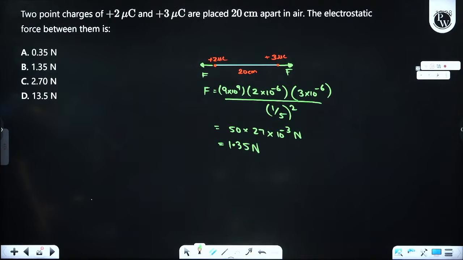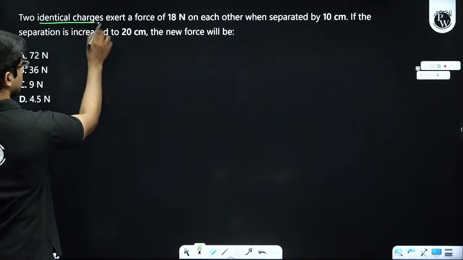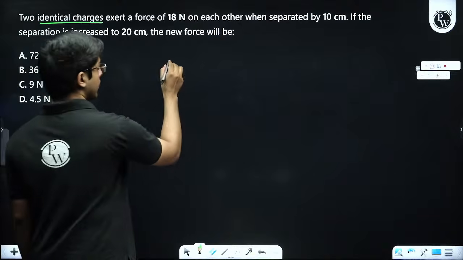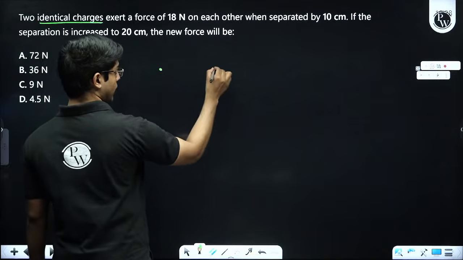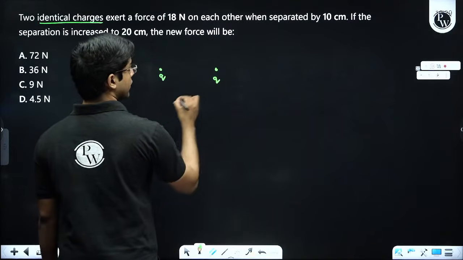Okay, so yes, let's continue now. This is the next problem. So here are two identical charges. Identical charges mean they have the same magnitude, okay. So just take the two charges as Q and Q.